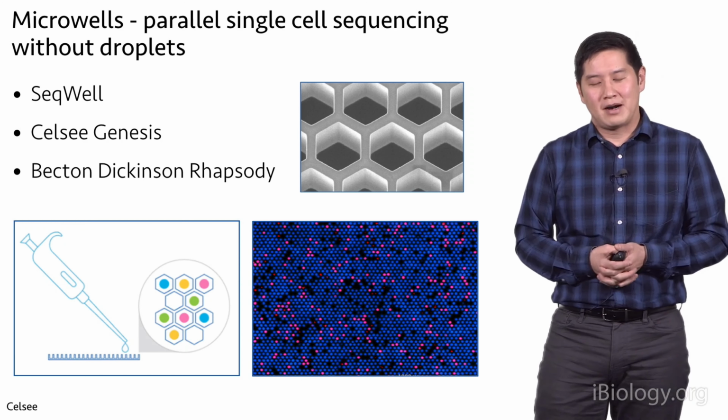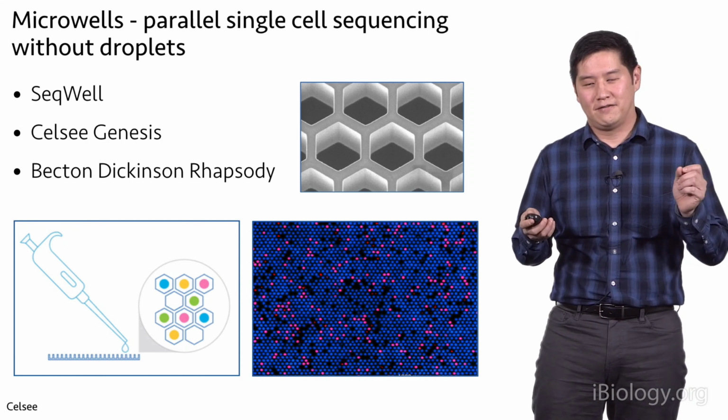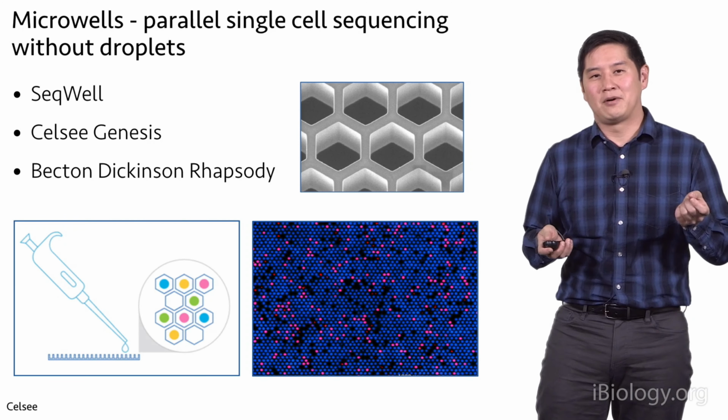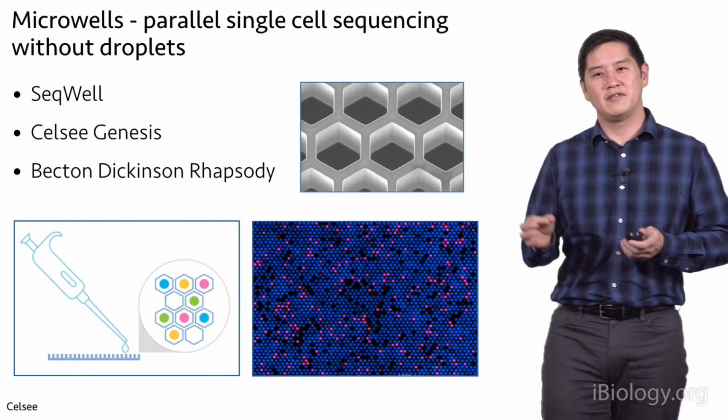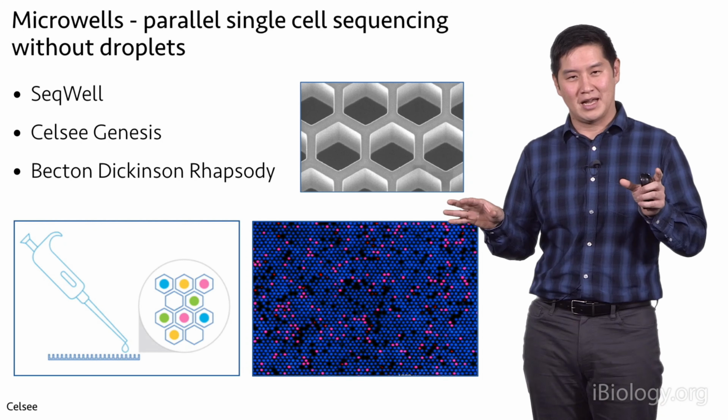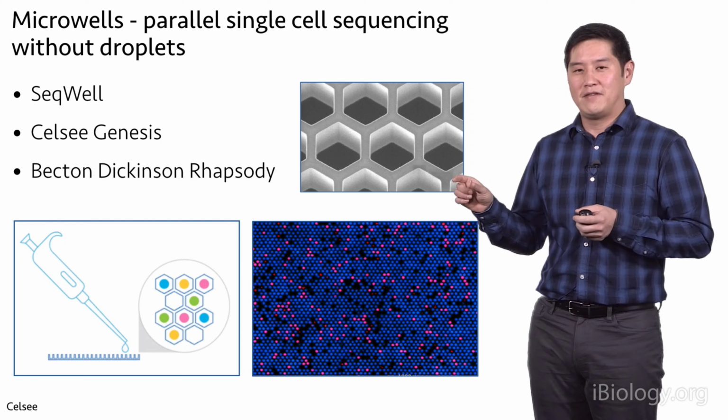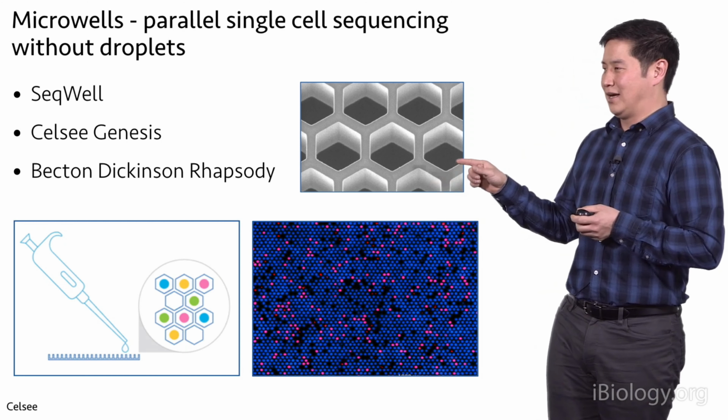So another method to parallelize this process of generating single-cell sequencing libraries is to use microwells. So instead of using an emulsion to separate your cells from each other, you have a really, really tiny array of wells.